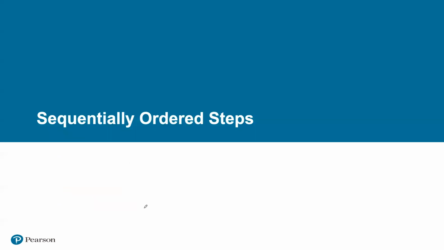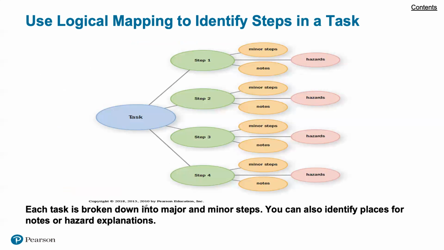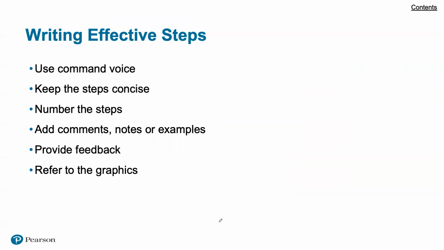Okay, let's think about sequentially ordering the steps. Here we can have a logical mapping to identify the steps in the task. How does this actually work? You need to do step 1 before you go to step 2, and here you can lay all of those things out. So you have step 1, with the lower level steps below that. You can have notes to help the user, and any hazards. Then you go through step 1, step 2, step 3, all the way up to however many steps are in the logical mapping of what your technical documentation needs to cover.